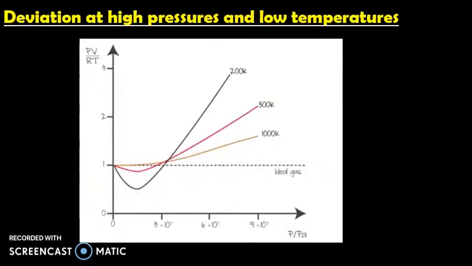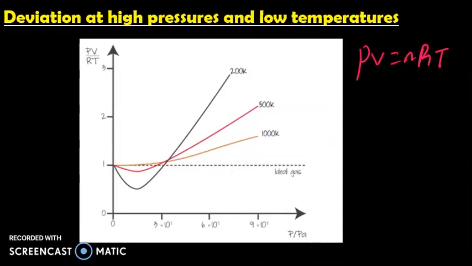Next, we have a graph showing deviation at high pressures and low temperatures. This graph was plotted for nitrogen, where we have PV over RT on the y-axis and pressure on the x-axis. PV over RT is the same as moles from the ideal gas equation. This is the equation I'm talking about: PV equals nRT. So using the conditions of temperature and pressure at STP, standard temperature and pressure, the value of PV over RT for an ideal gas is always equal to 1.